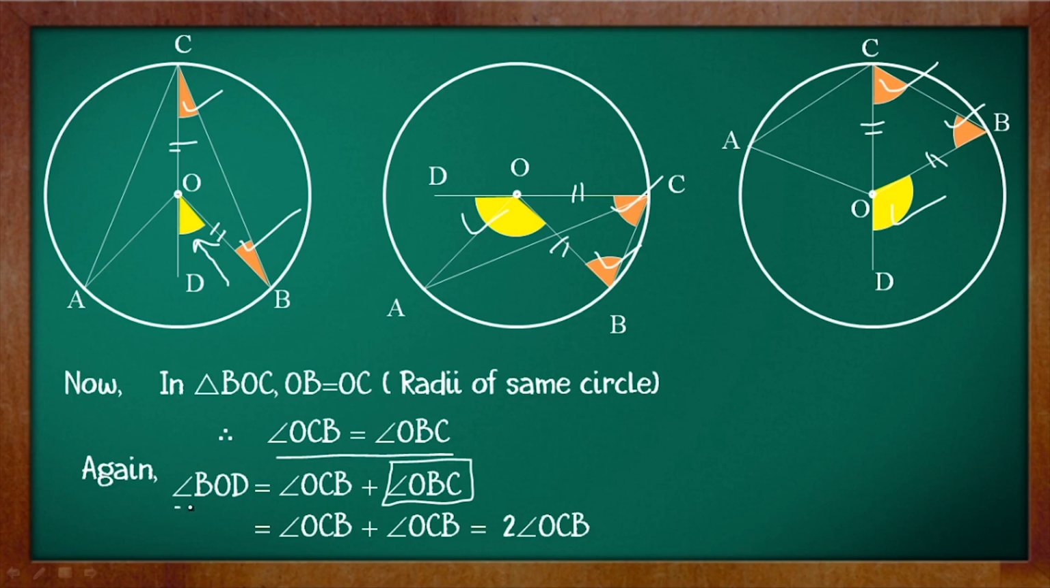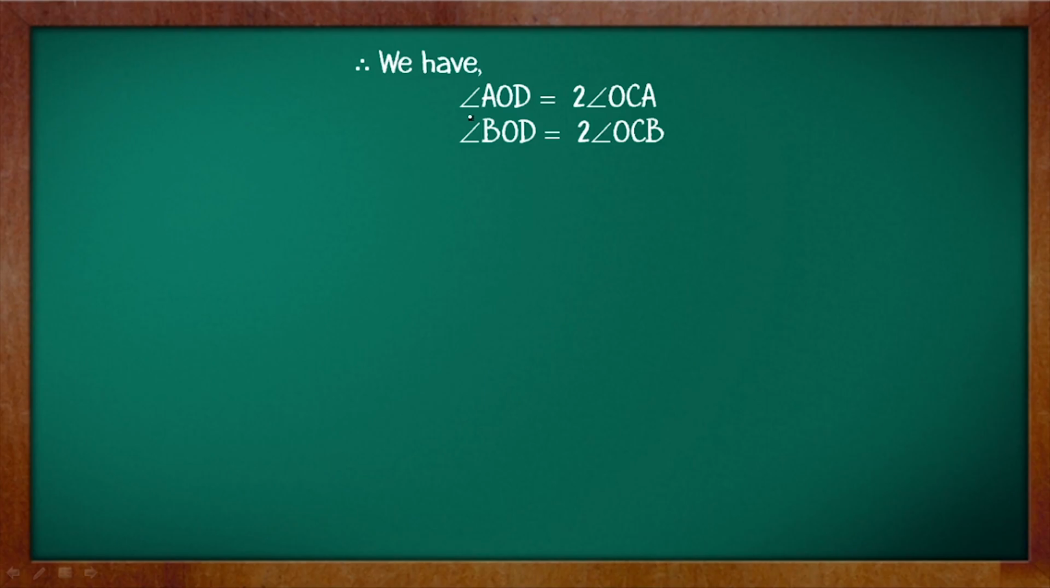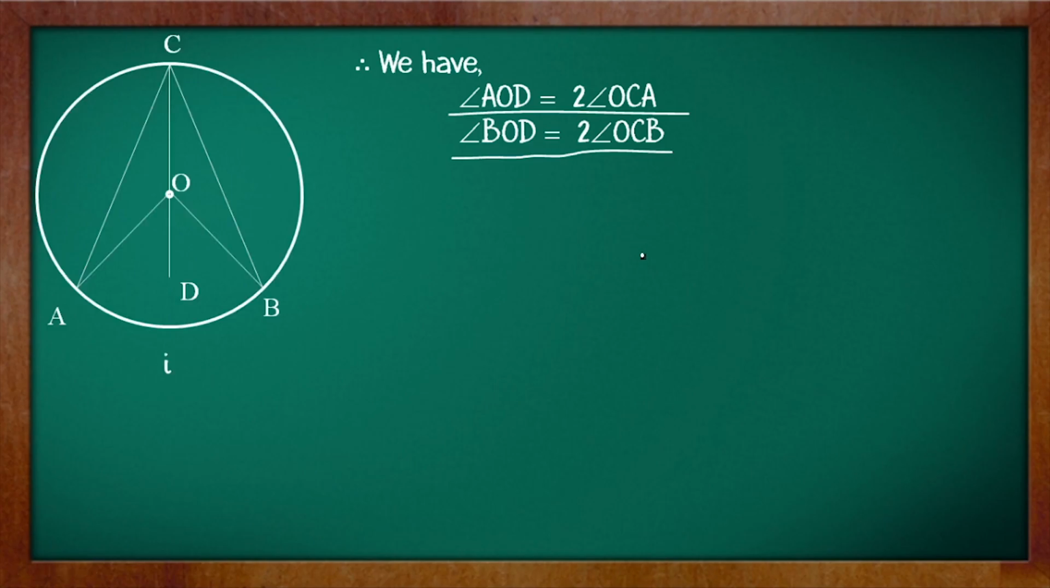So what is the value of angle BOD? The value of angle BOD is 2 angle OCB. The two important equations that we get are: angle AOD is equal to 2 angle OCA, and angle BOD is equal to 2 angle OCB. So let's try to use this in the first diagram.